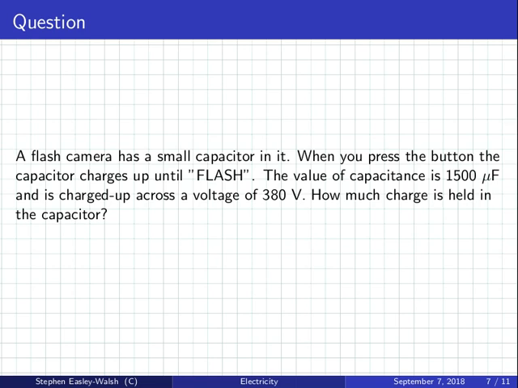So 380 times 1,500 times 10 to the minus 6, micro, 10 to the minus 6, don't forget that. That gives 0.57 coulombs of charge. Okay? That's straightforward, isn't it? Continue.